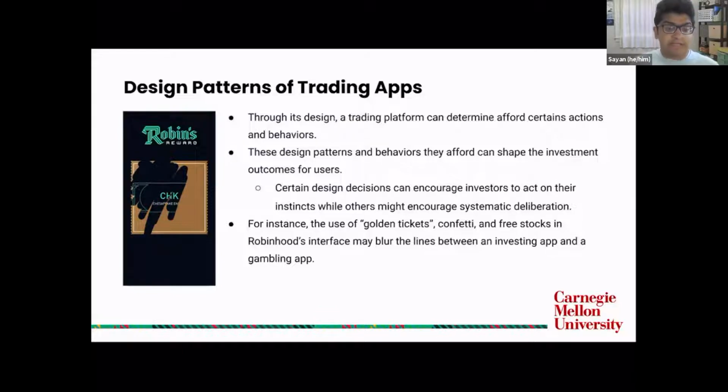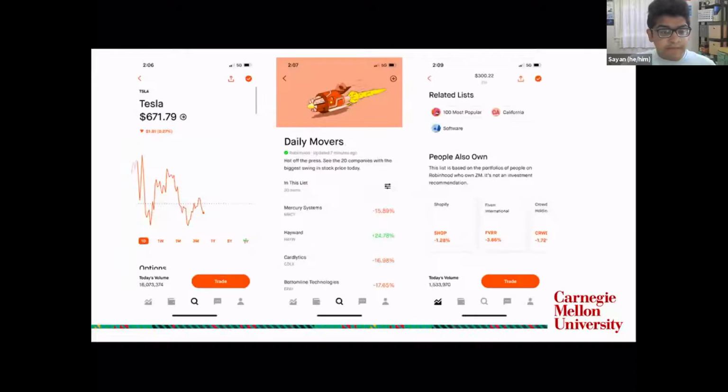Certain design decisions can encourage investors to act on their instincts and possibly be less rational, while alternative decisions might encourage systematic thinking. As a concrete example, consider Robinhood's interface. The use of golden tickets, confettis, scratch cards, and free stocks in Robinhood may blur the line between what is an investing app and a gambling app. And the problem doesn't end here. There are other design elements that can be found all over Robinhood's interface as well.